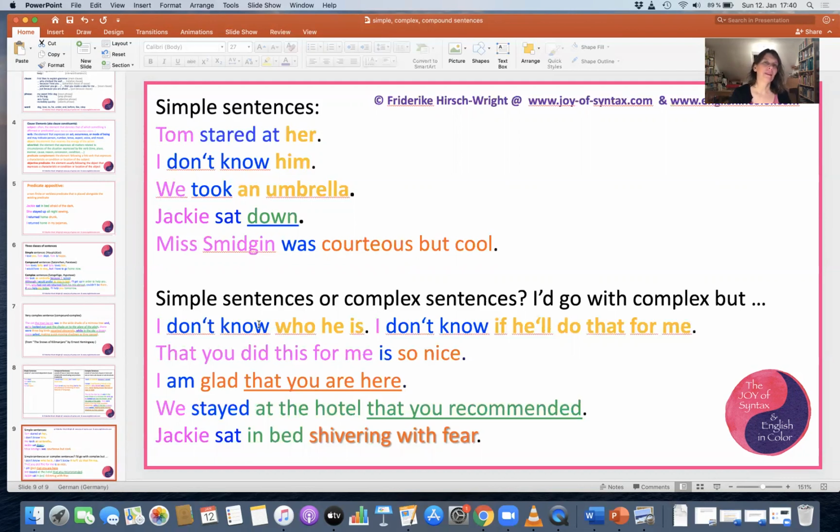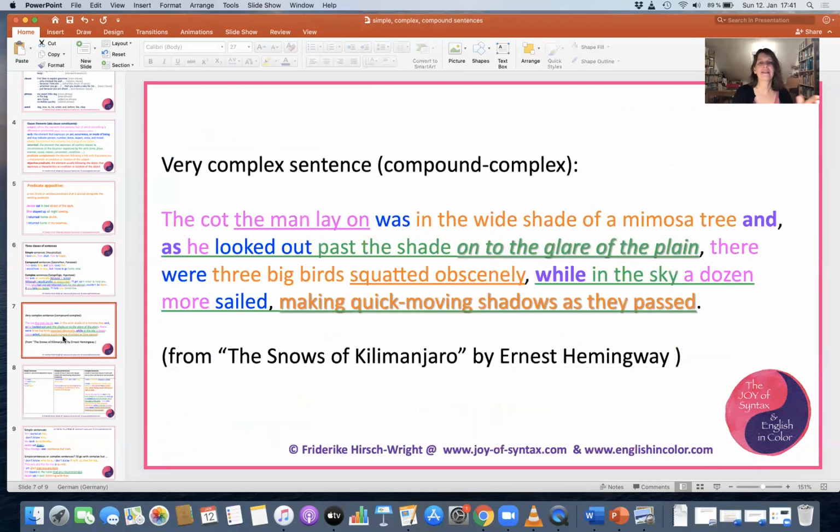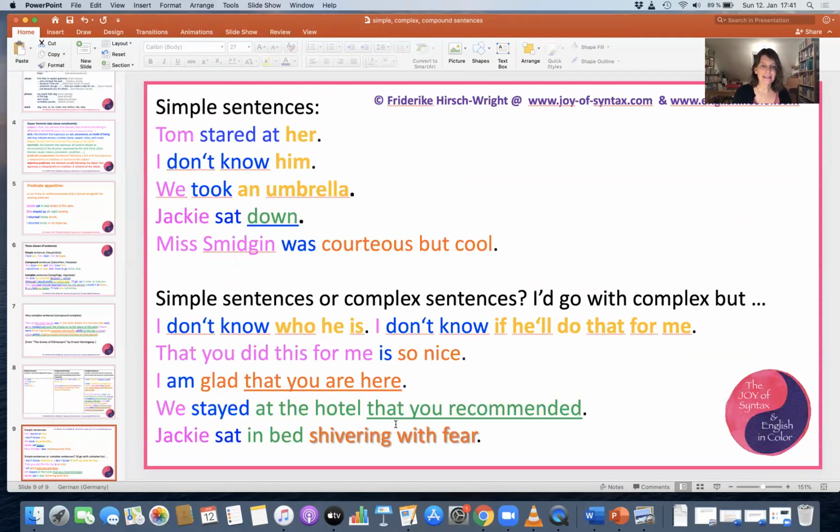But I think here it's actually more important to be able to see the 2 sides and the arguments in favor or against calling them either simple or complex sentences than to make a decision. So clearly we have here these sentences are simpler than this sentence. However, these sentences are more complex than these. And so here, I don't know who he is. We have a WH clause, a type of noun clause, as object.